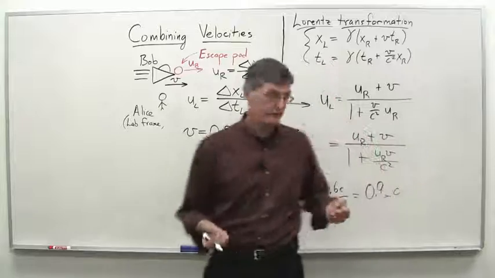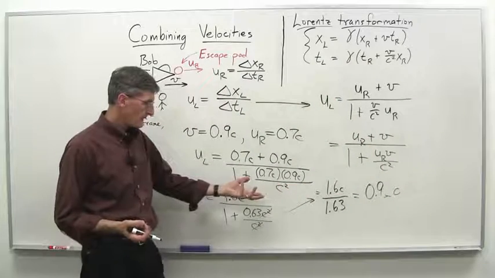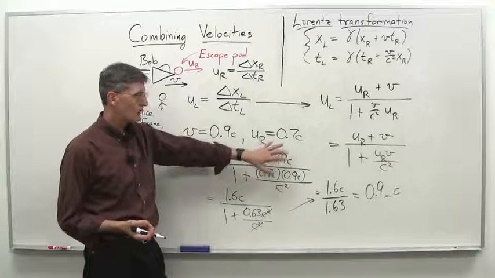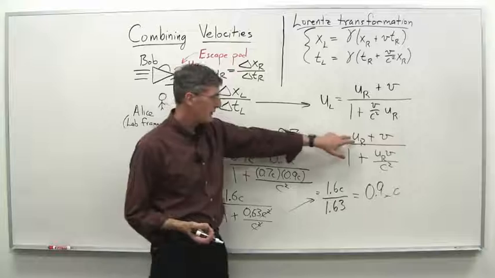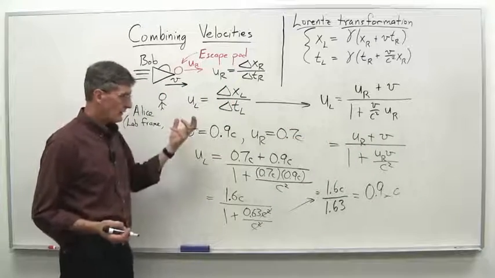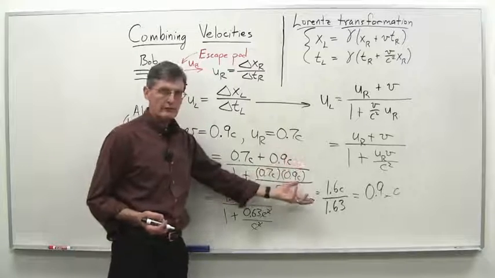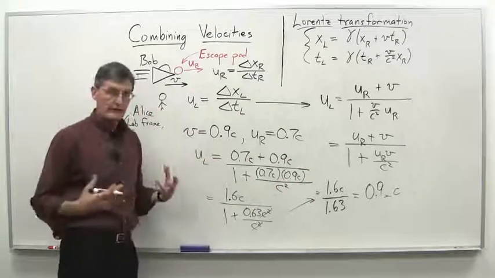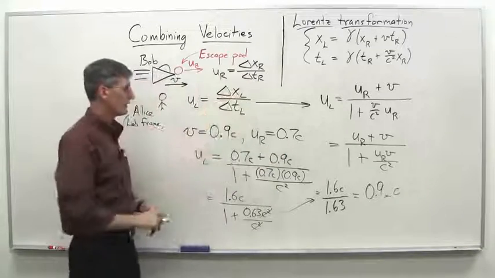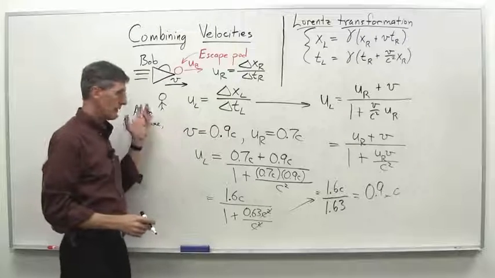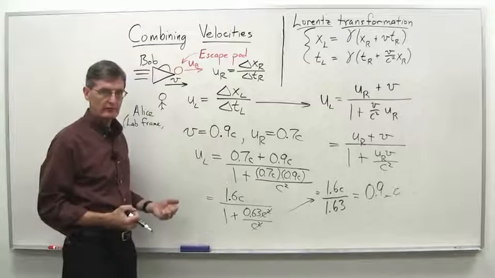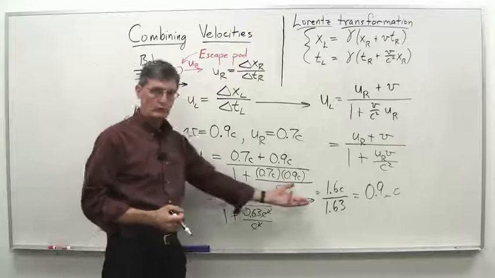The important point is not so much the exact figure there, it's the fact that it is less than the speed of light. And in fact, the way this equation works is, no matter what speed you put in for u sub r and v, as long as they are less than the speed of light, then the result will always be less than the speed of light. In other words, Galileo, in our common sense, would say, hey, if I've got 0.9 c and 0.7 c for the escape pod shooting off, shouldn't Alice see the escape pod at 1.6 times the speed of light? And intuitively, we think, well, that's the way it should work. In actual fact, it doesn't work that way.